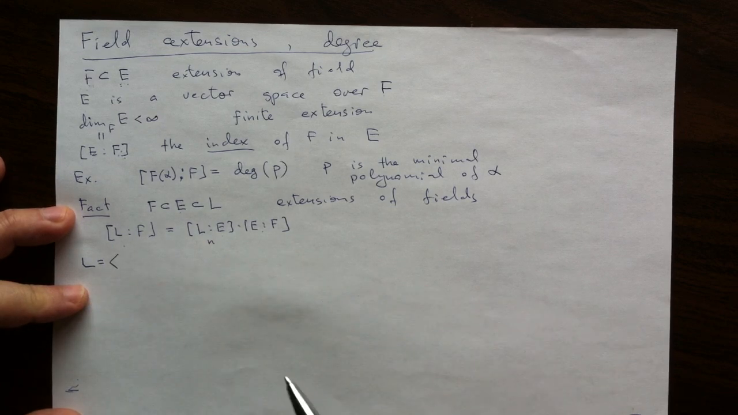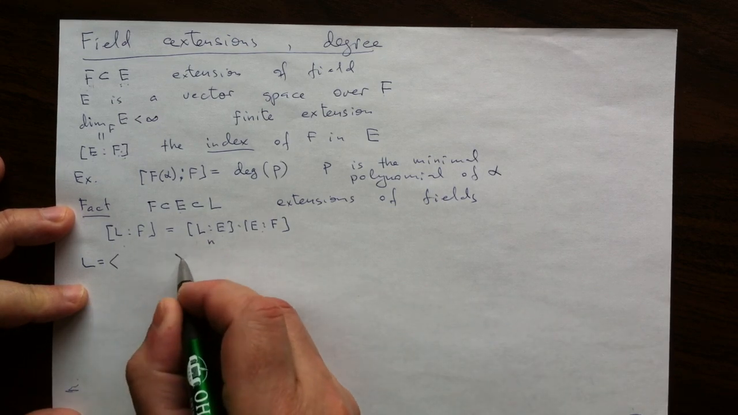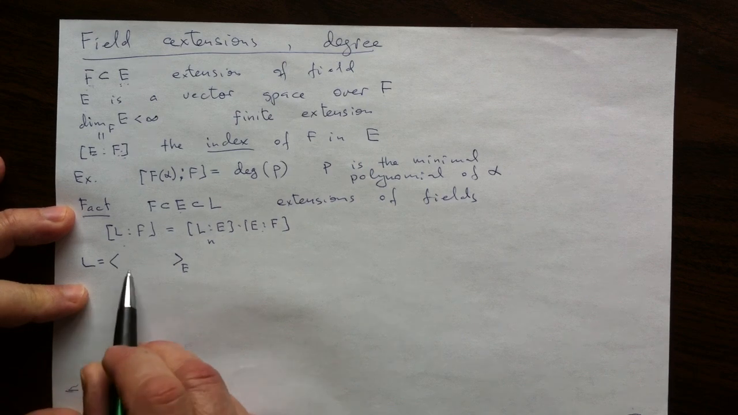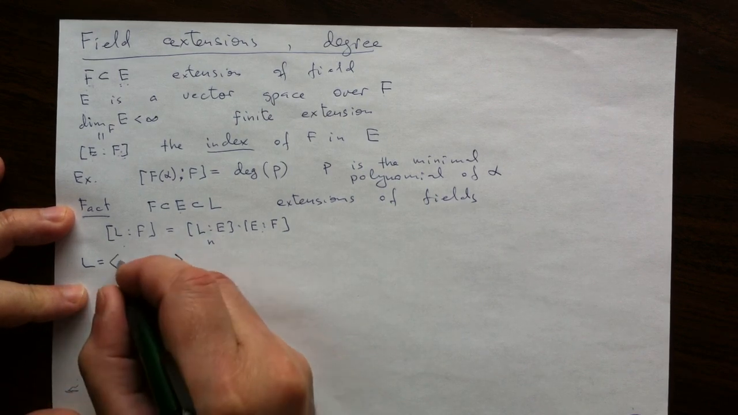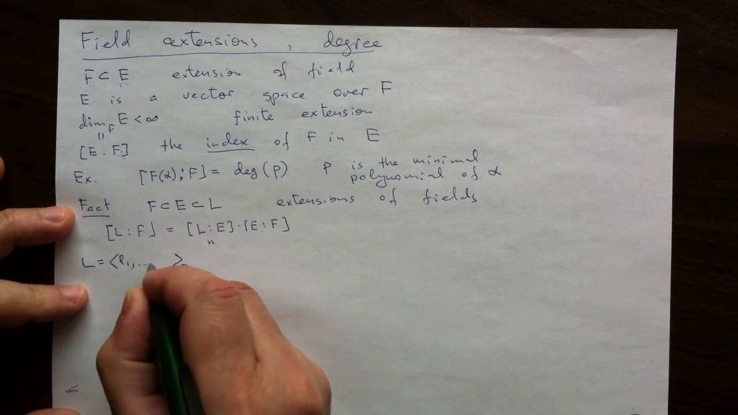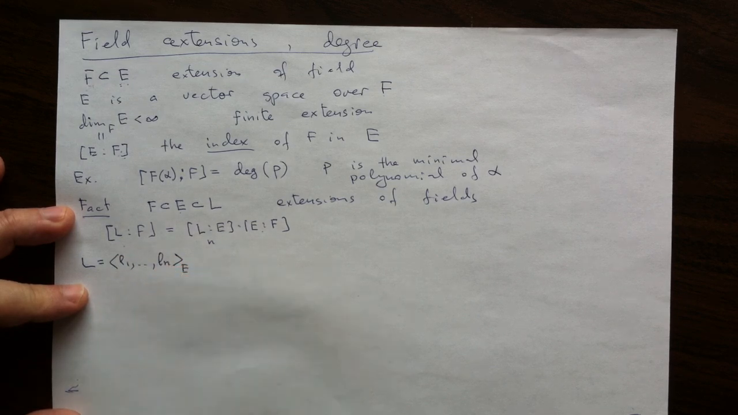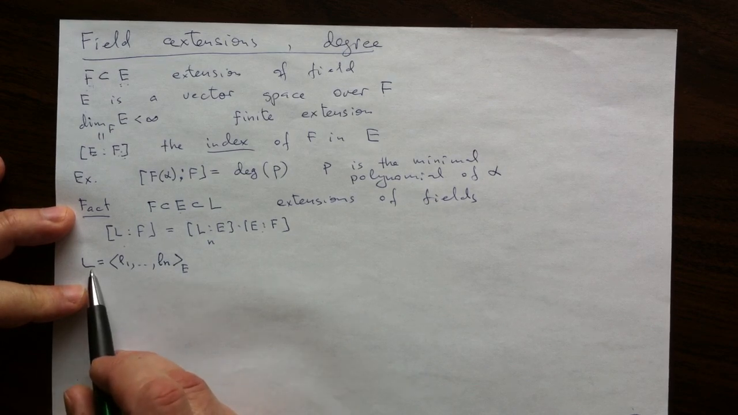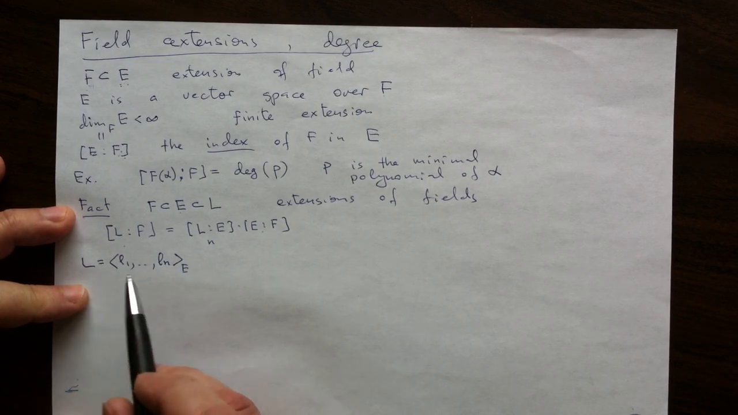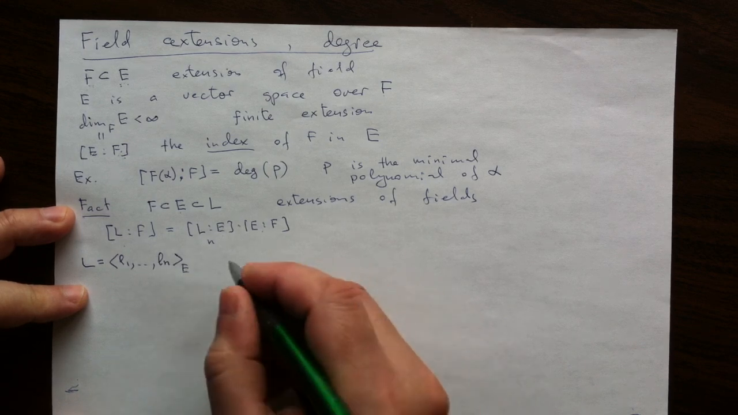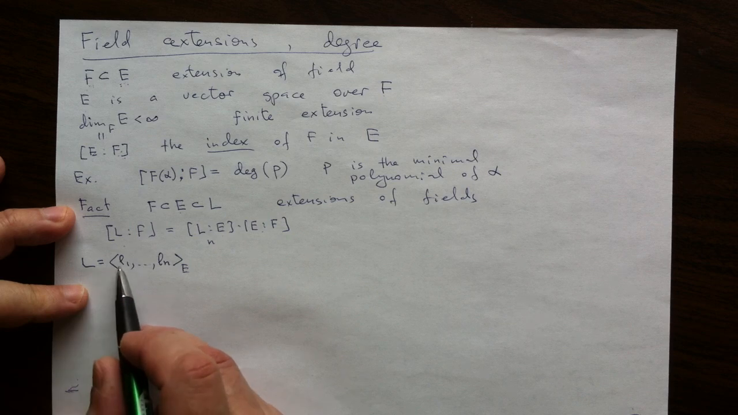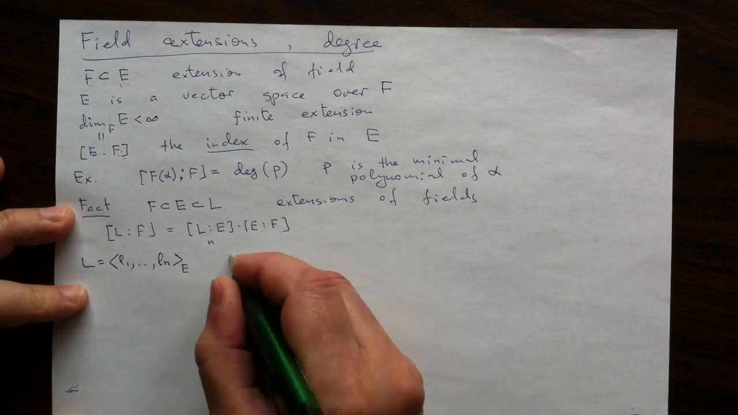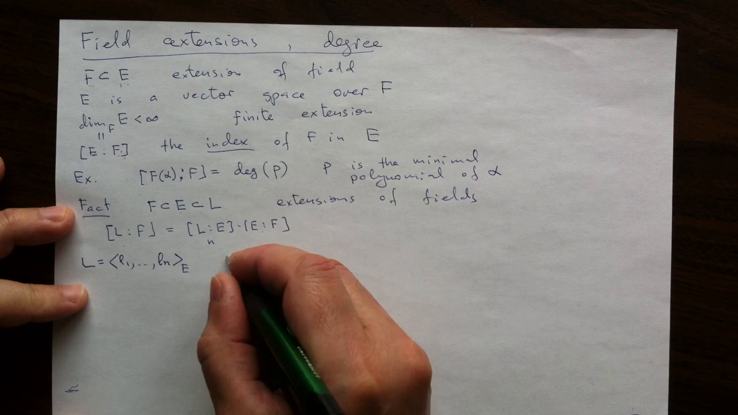So let's just choose a basis over E and write some notations for basis vectors. Let's call them L1 up to Ln. So that is a statement that the dimension of L as a vector space over E is n. Equivalently, this statement that L is generated by this basis can be written in a formulaic way.